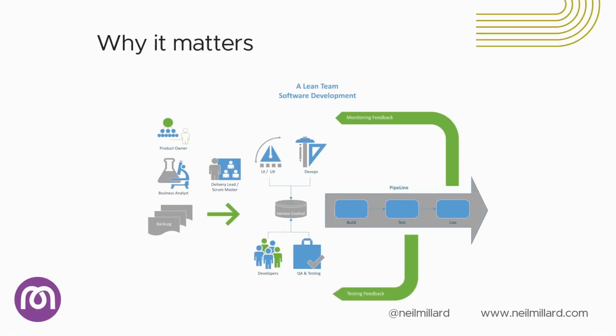So why does it matter? Well, in a software delivery team, having fast feedback means that you can fix stuff faster. If it's broke, fix it. If it's not broke, don't fix it. I can't stress how important that second step is.